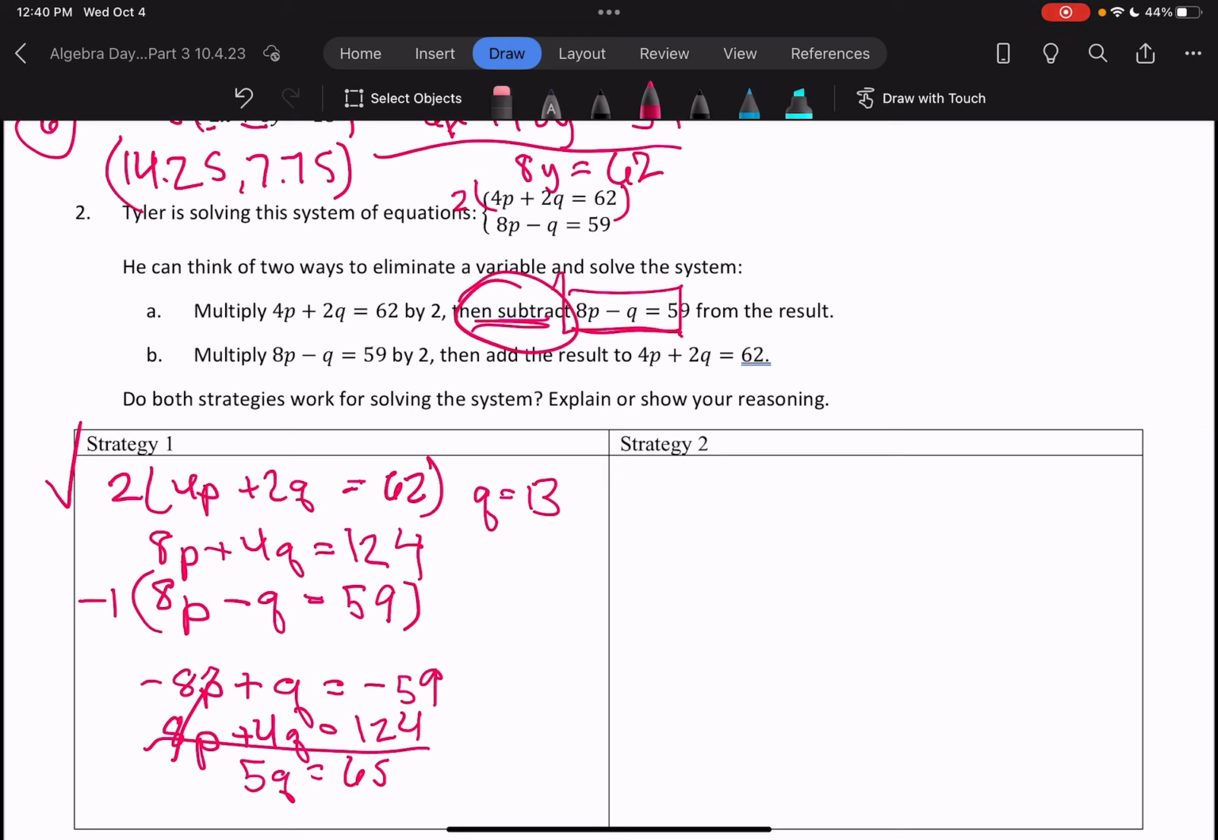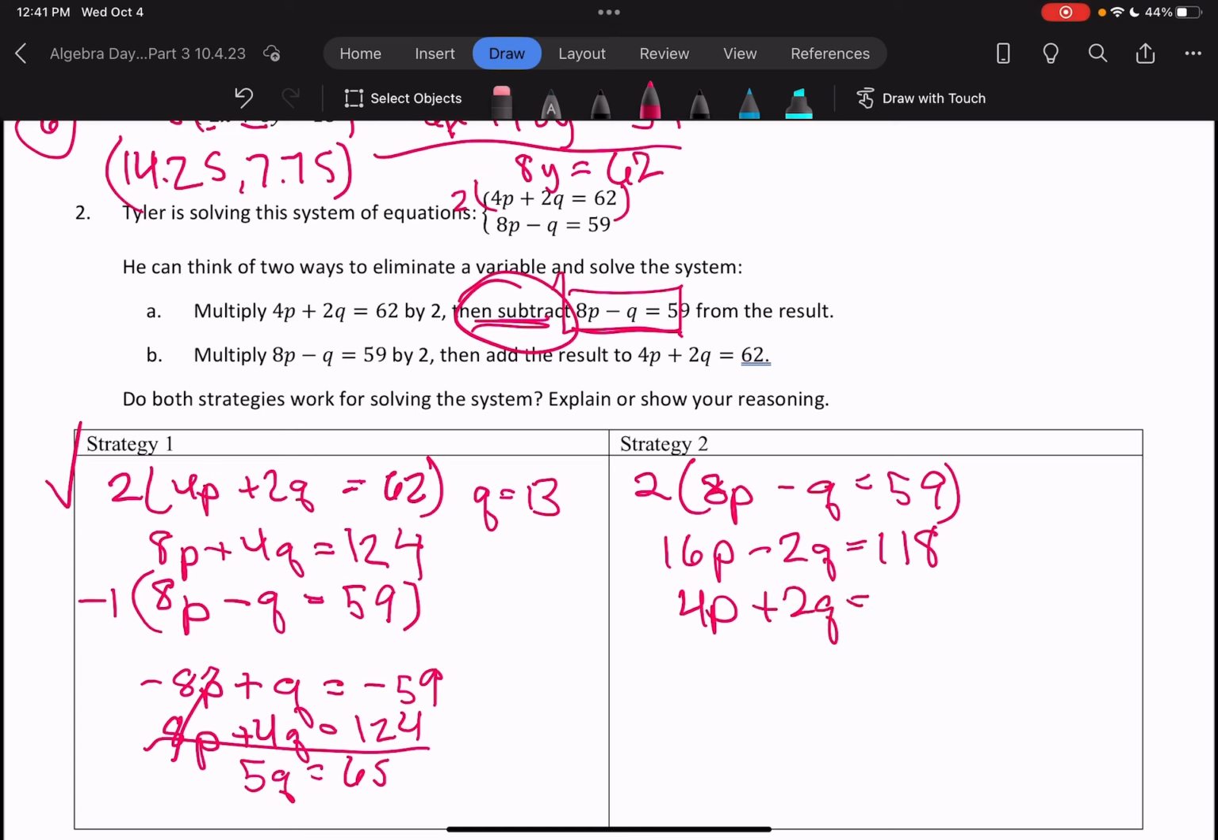Strategy 2 says, can we multiply the second equation times 2? So 8p minus q equals 59, which would give us 16p minus 2q equals 59 times 2 is 118, right? Yeah, 118. And then we have the other equation, which was 4p plus 2q equals 62. And he says then you can add the result. So let's try that. We get 20p. These cancel out. We have 62 plus 118, which is going to give us 180. And so 180 divided by 20 is going to give us 9.